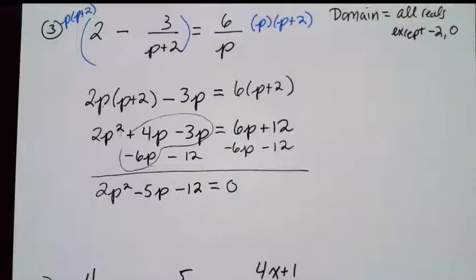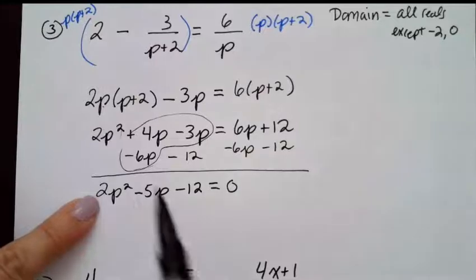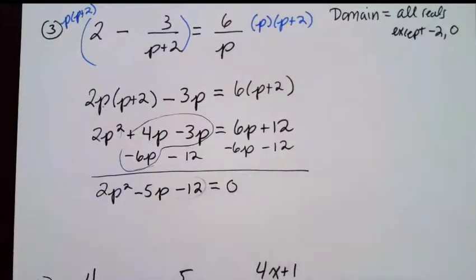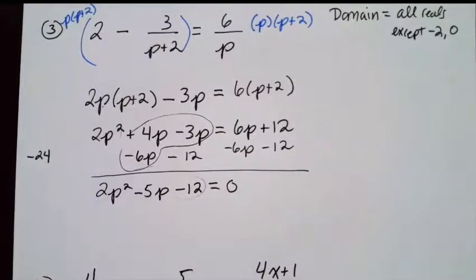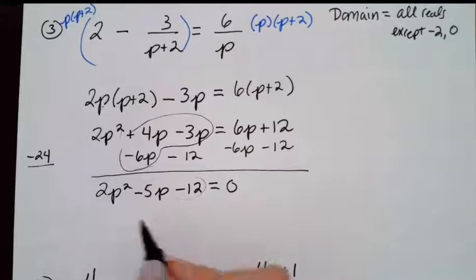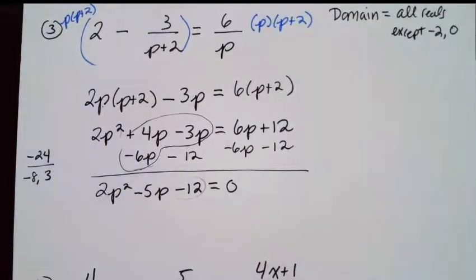All right, so I need to factor this polynomial in order to solve for p. This is a trinomial, but the leading coefficient is not 1. So I could use grouping here. Multiplying the 2 times the -12 gives me -24. So I'm looking for 2 numbers that multiply to -24, but add to -5. I need to have opposite signs to get that -24, and those 2 numbers would be -8 and +3.